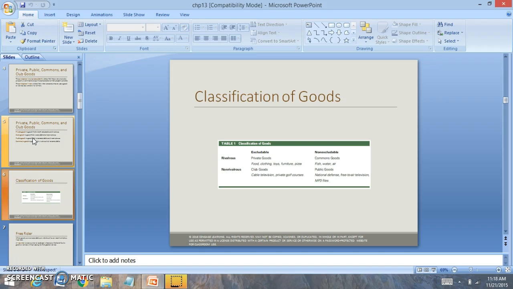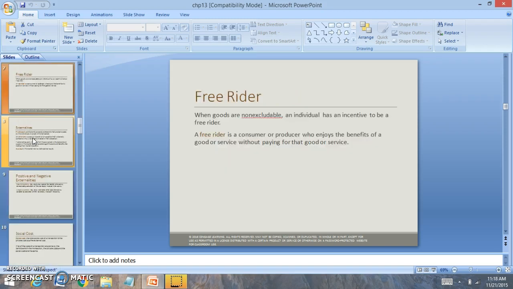Now, public goods are things like a street lamp, a fireworks display, national defense. All of those are examples of public goods. One of the challenges we're facing with public goods is a concept called the free rider problem. When we look at the free rider problem, it's a consumer or producer who enjoys the benefits of a good or service without paying for that actual good or service.